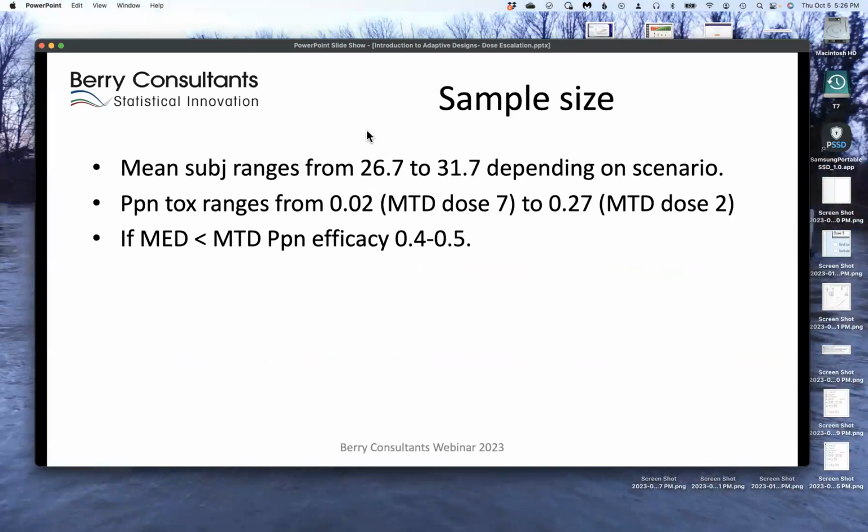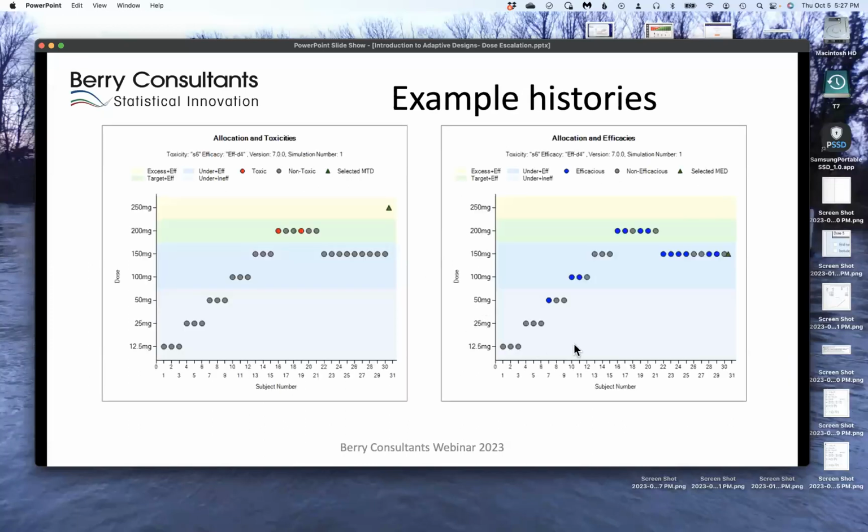Interestingly, the sample size varied very little between the scenarios. The proportion of subjects that experience toxicity varies greatly, depending, of course, on where the toxicity is on the dose range. And the proportion of subjects that experienced efficacy, if the MED is less than the MTD, was nearly 50%, typically in the high 40s.